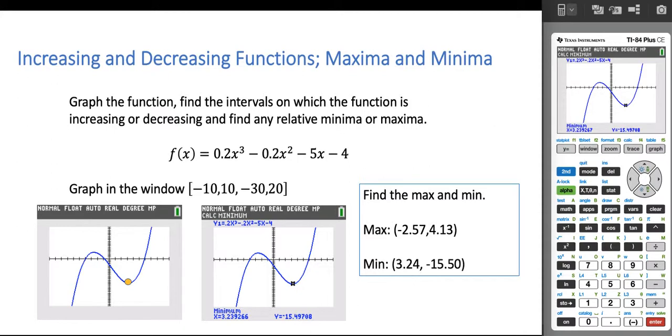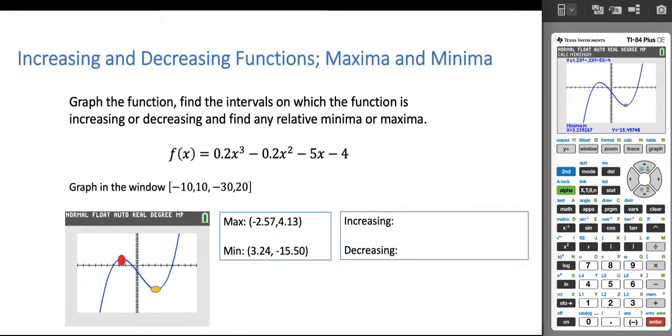You can see it here. So the minimum is negative 15.50 rounded to the nearest hundredth place, and it occurs at 3.24, also rounded to the nearest hundredth. Okay, the next thing we need to do is talk about when this function is increasing or decreasing. We needed to know the max and the min to identify those intervals when the function is increasing, which is going to be here and here, and when it's decreasing, which is right here.